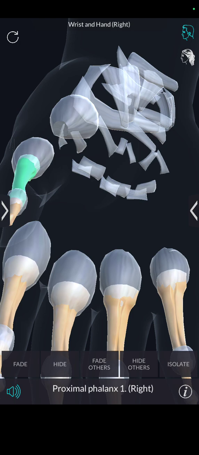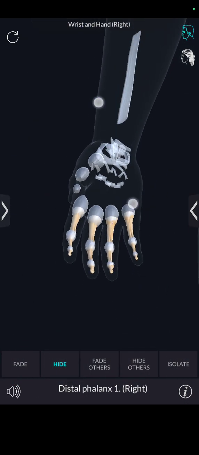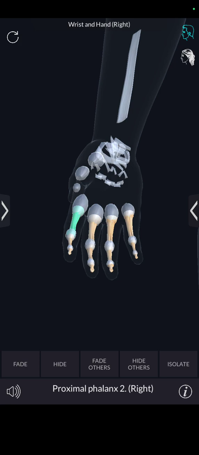The proximal phalanges of the hand are the bones that are found at the bottom of the finger. They are named proximal because they are the closest phalanges to the metacarpals.